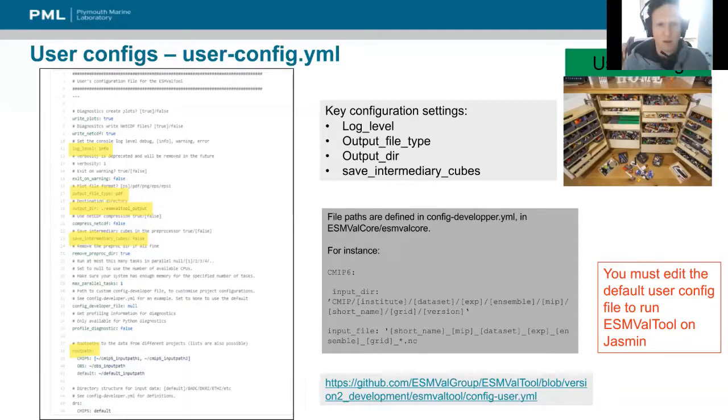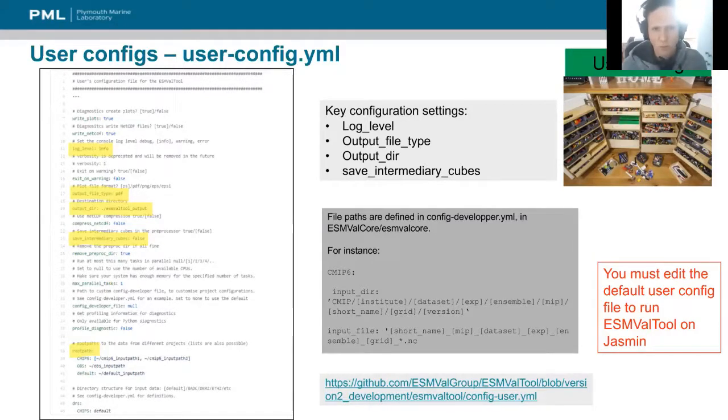The actual path to the data files is set in the config-developer.yml file, which is in the path ESMValCore, ESMValCore. These are combined with the root path in your user config to produce the path on disk that ESMValTool will look for the data. It may seem complicated, but if you're just using Jasmine, then it's a very simple edit to your global file, and ESMValTool will know exactly where to find everything.